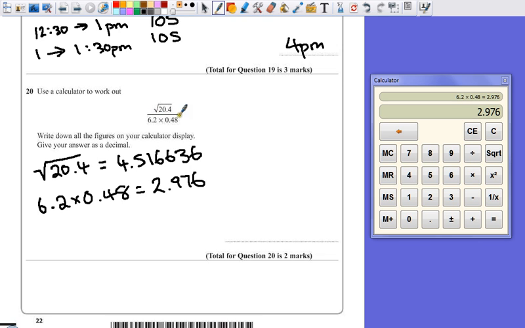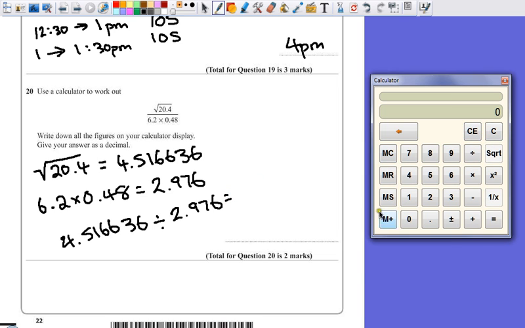So now to get a final answer here, we need to do 4.516636 divided by, because that's what that line through the middle means, divided by 2.976. Now we could have done some fancy work with the memory function, but I think it's much safer just to type down what you've written on the page. 2.976, which equals, I'll put the answer here, 1.517687.